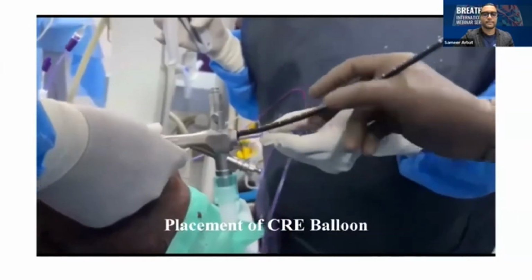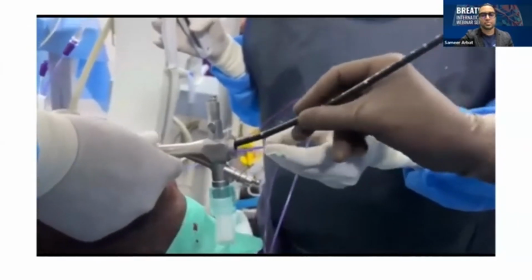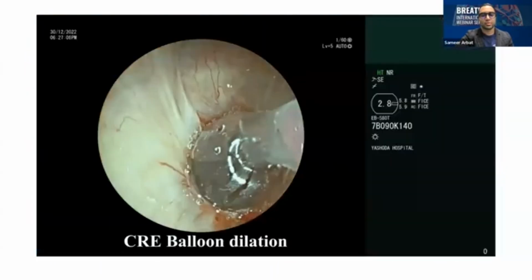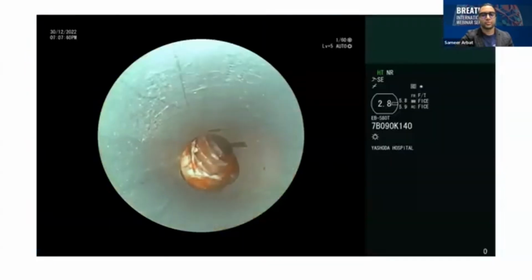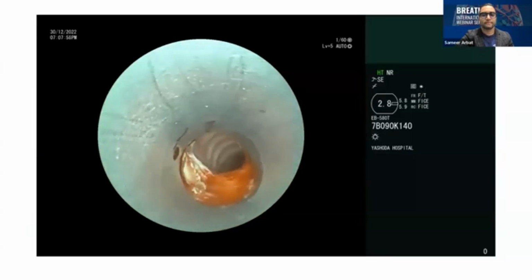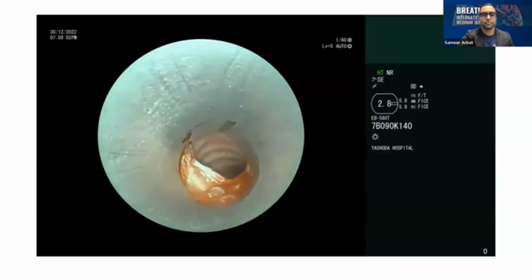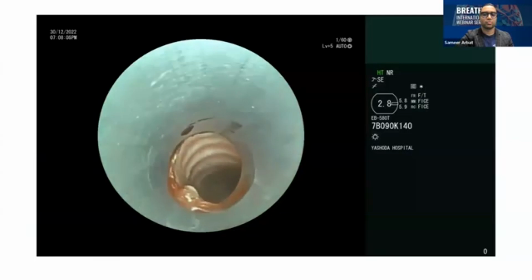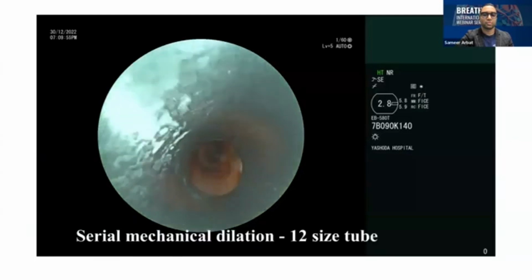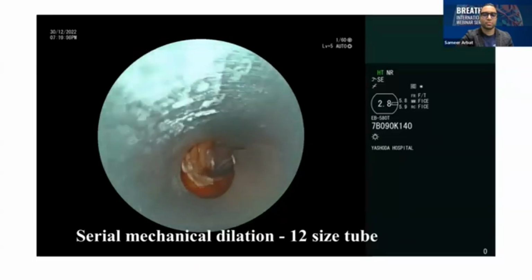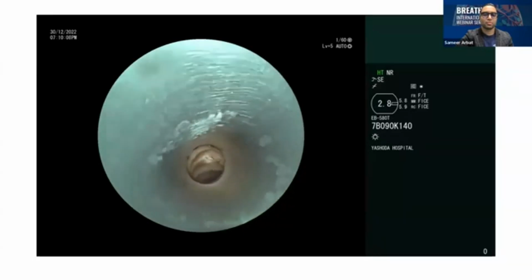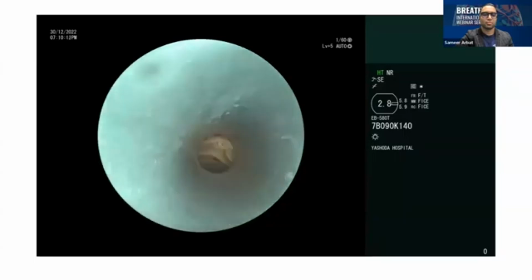And once it is done, now you can see that through the rigid bronchoscope, I'm using it as a conduit to pass the CRE balloon, and I am dilating the stenotic segment. And then what we do is called serial mechanical dilation with the help of a rigid bronchoscope. Now you can see that initially I'm using a smaller size rigid barrel, and I'm doing a mechanical dilation. And once it is done and I'm able to have enough lumen, I'm passing a much larger rigid tube of size 12 to attain luminal patency.